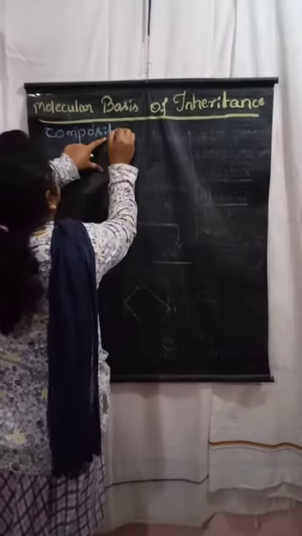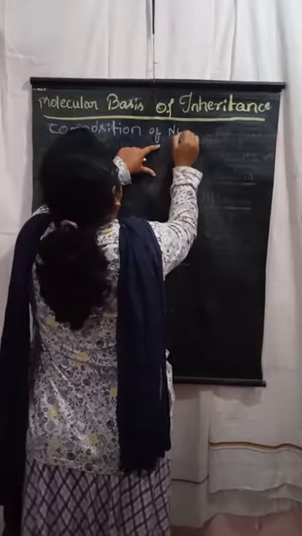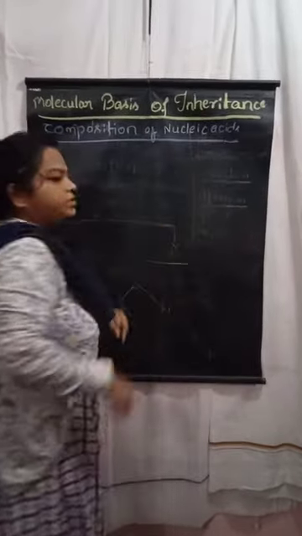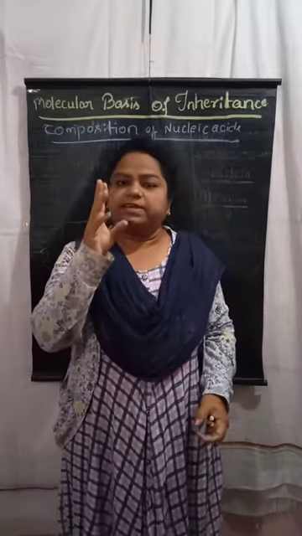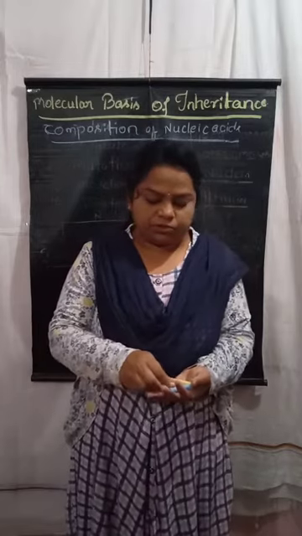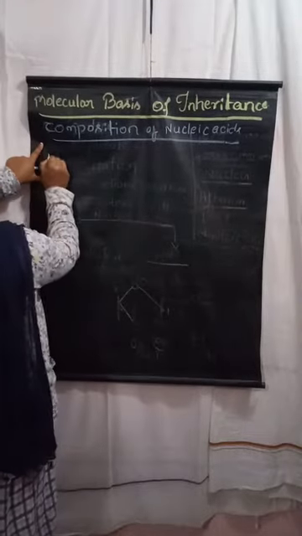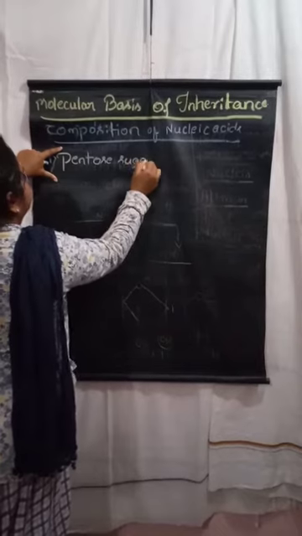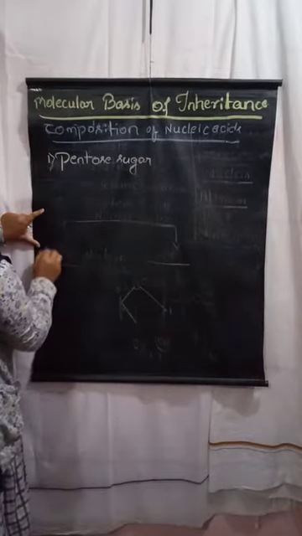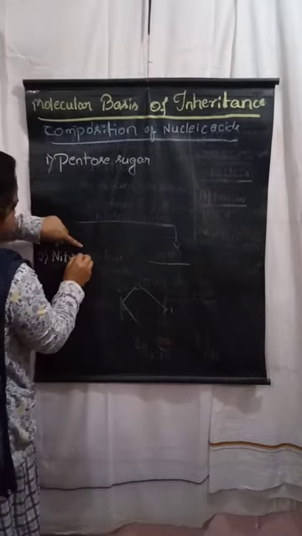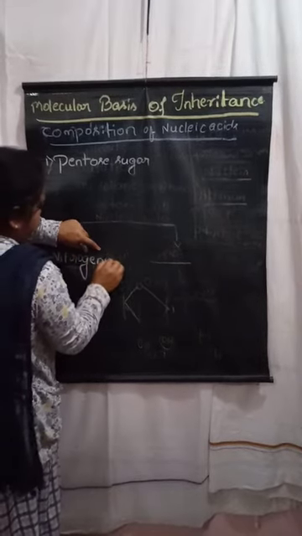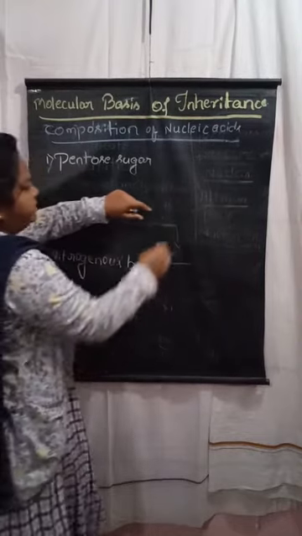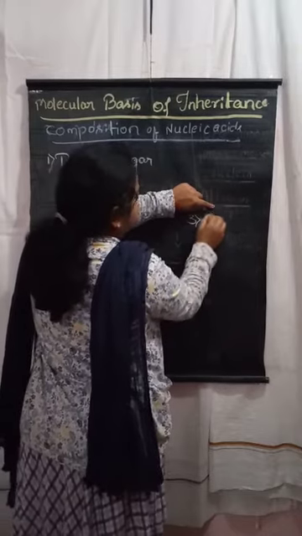Composition of nucleic acids. These nucleic acids are composed of three chemicals. So which are those? The first one is pentose sugar. Second, nitrogenous bases. And the third is phosphoric acid.